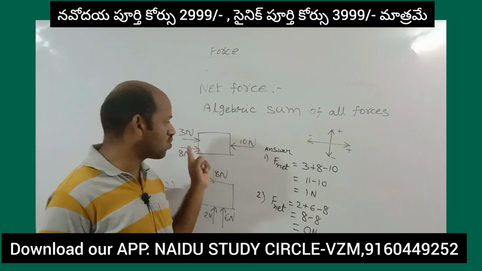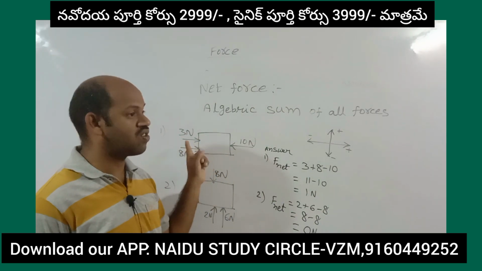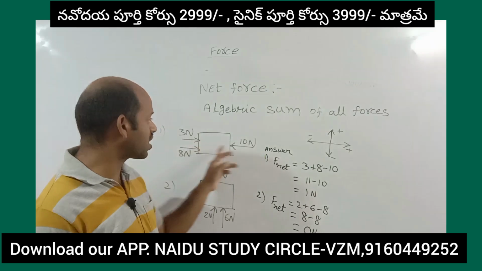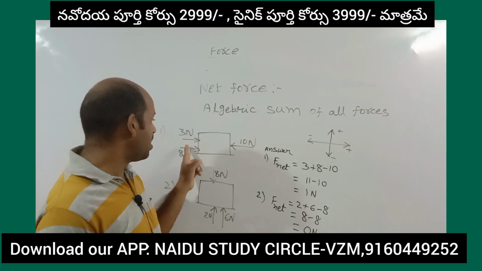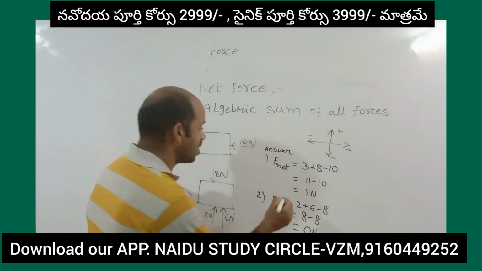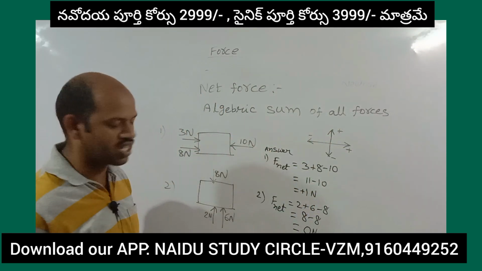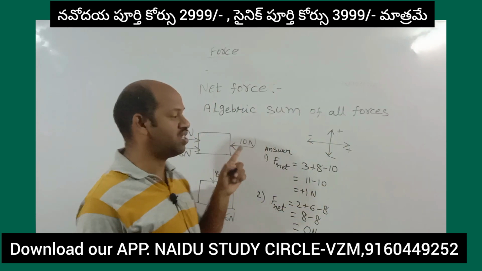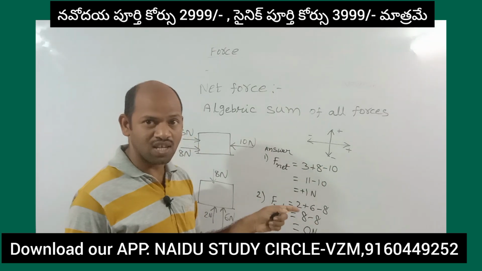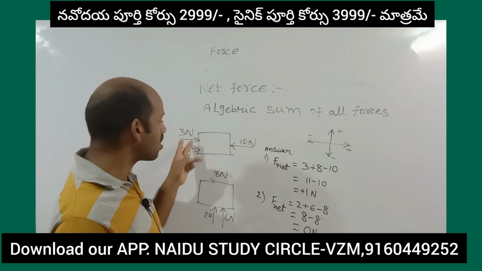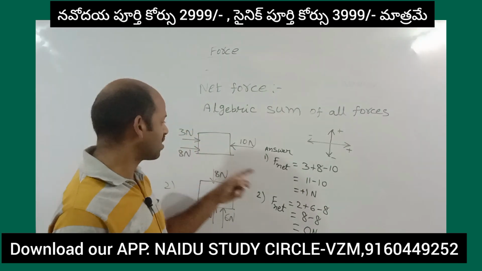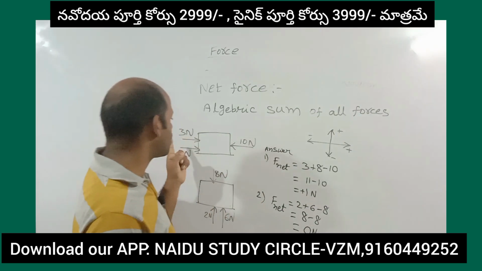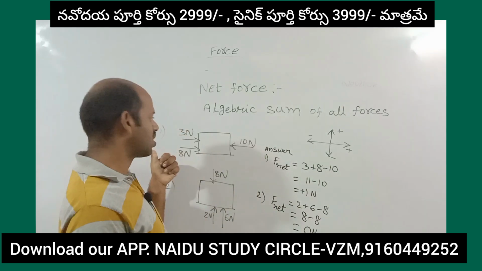Here, 1 newton force acting on this object is towards the right side. How can we say that? Because the direction shows plus, and plus always shows towards the right side. So the answer is 1 newton towards east, or towards the right side. The net force acting on this object is plus. Plus sign always means towards the right side. Minus sign means towards the left side.